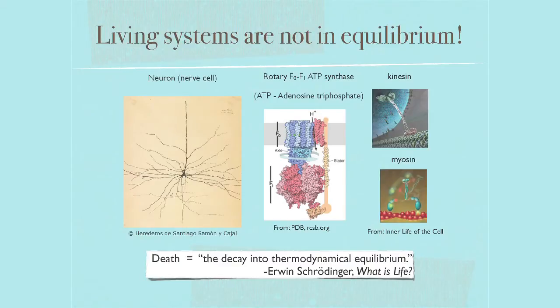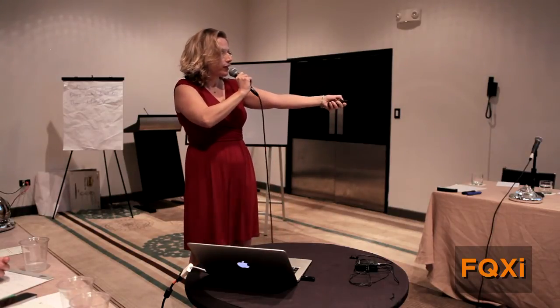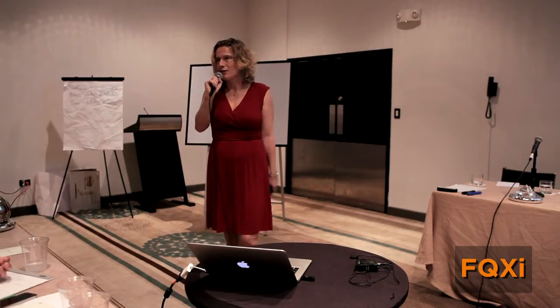Now, like I mentioned, living systems are not in equilibrium. For example, things that help you think, things that transport stuff around in your cells, things that move your muscles, and things that charge your batteries, so to speak, are not in thermodynamic equilibrium. As a matter of fact, you mentioned Schrödinger's book. He phrased it this way: the decay to thermodynamic equilibrium could be understood as death. So thermodynamic equilibrium for living systems, maybe not the most interesting description.